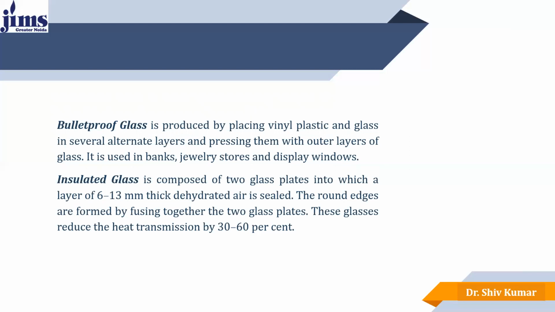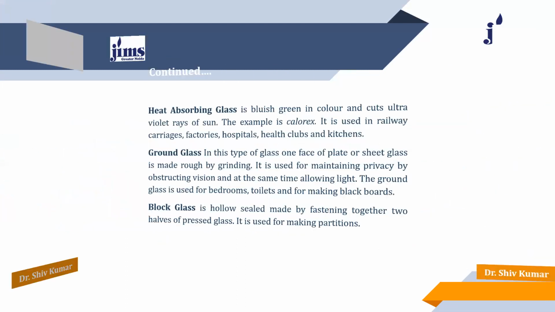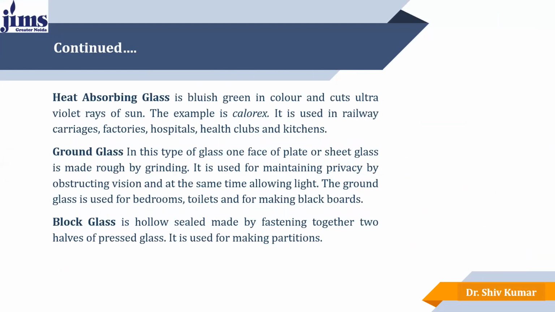Insulated glass. It is composed of two glass plates between which a layer of 6 to 13 mm thick dehydrated air is sealed. The round edges are formed by fusing together the two glass plates. These glasses reduce the heat transmission by 30 to 60%, and these are extensively used in the Gulf countries in the windows and sliding doors to reduce the heating.